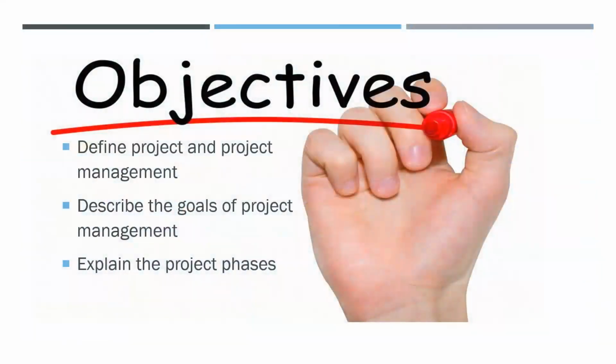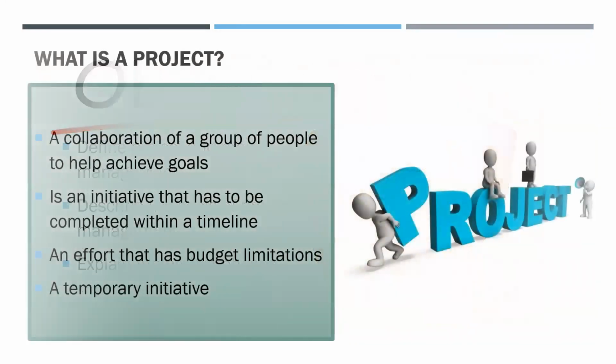So, for the objective of this discussion, actually the objective, guys, is for part 1, part 2, and part 3, okay? Define project and project management. Describe the goals of project management. And of course, explain the project phases. So first is define a project. So what is a project?